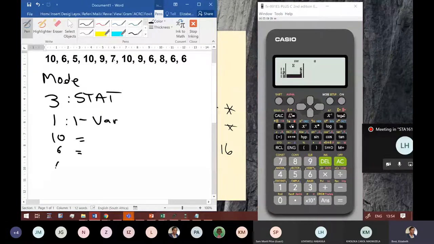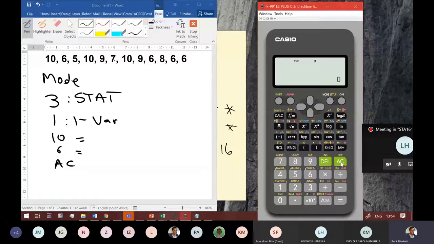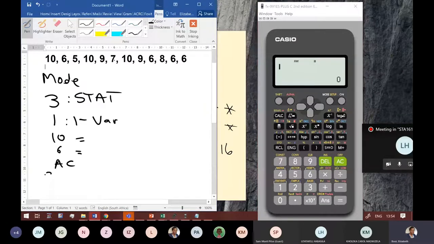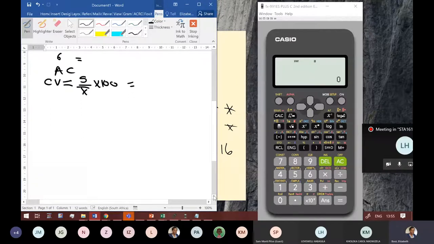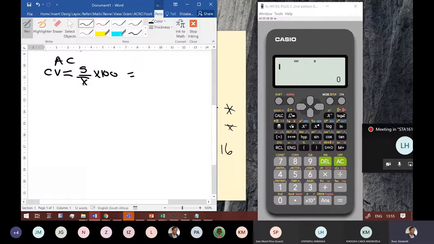So you can just press the AC button. The values are stored. You don't have to worry about where they went when they're not showing anymore; they are stored somewhere in the memory of the calculator. Now we can do the stat. Remember, I need to write the formula: CV is equal to S divided by the mean, multiplied by 100. On your calculator, to reach the S and the mean, they are underneath.